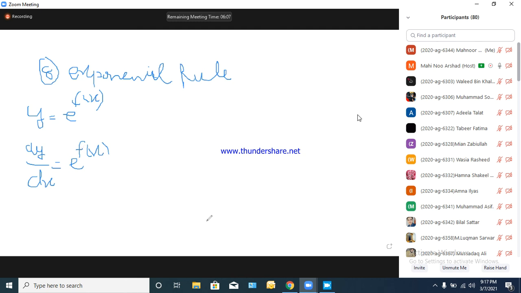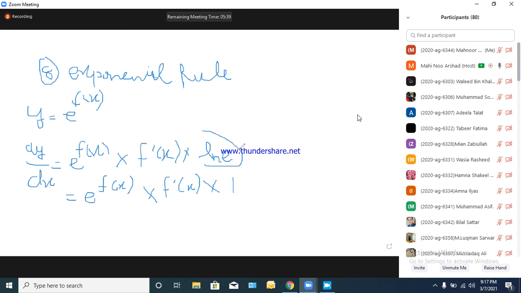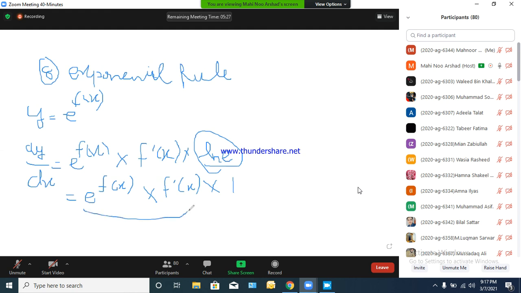What was the rule? Constant raised to the power f of x, derivative of f of x, and multiply by log of the constant. Multiply by log of e. So e raised to the power f of x, times f dash x, and log of e is equal to 1. Log of e is always equal to 1. So this will be your final rule.